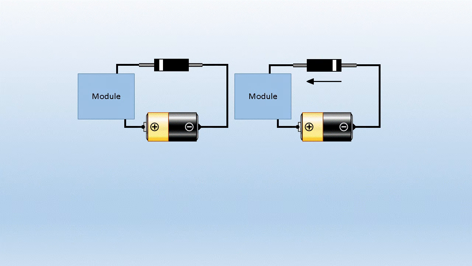Whereas if we've got a module and we fit a diode in series between the power supply and the module, then the current will only flow when you connect the power supply with the correct polarity. If you mistakenly reverse the power, nothing happens. No current will flow, but you don't damage the module.